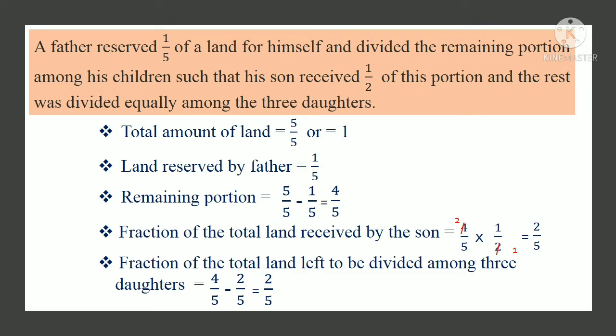Out of the remaining portion, you have to take half. That means multiplication. 4 upon 5, you have to multiply by 1 upon 2. The answer is 2 upon 5.